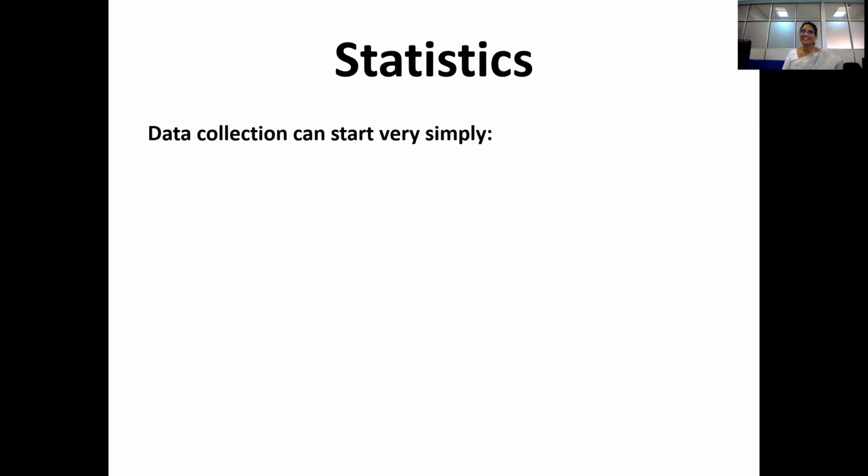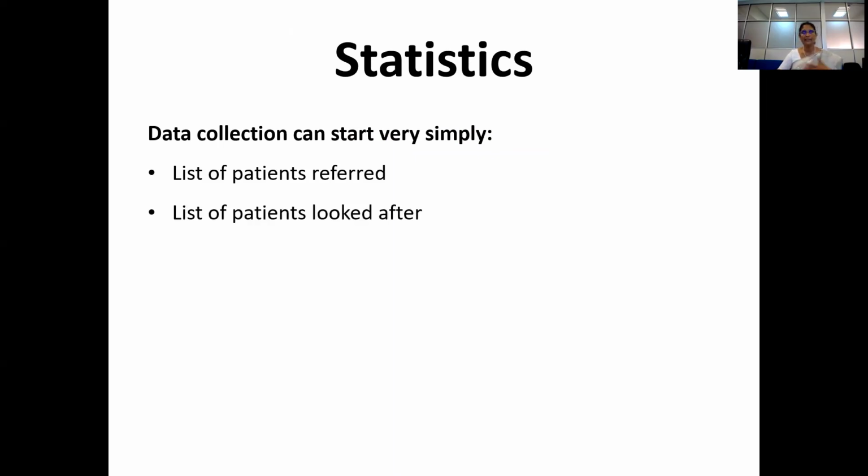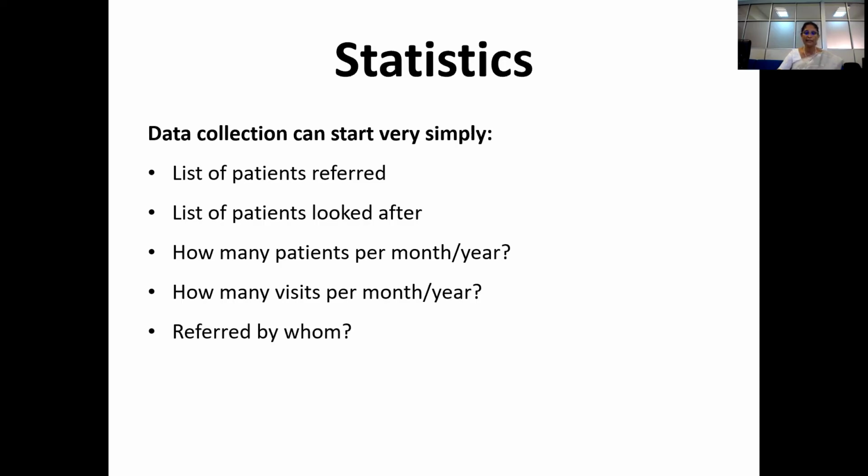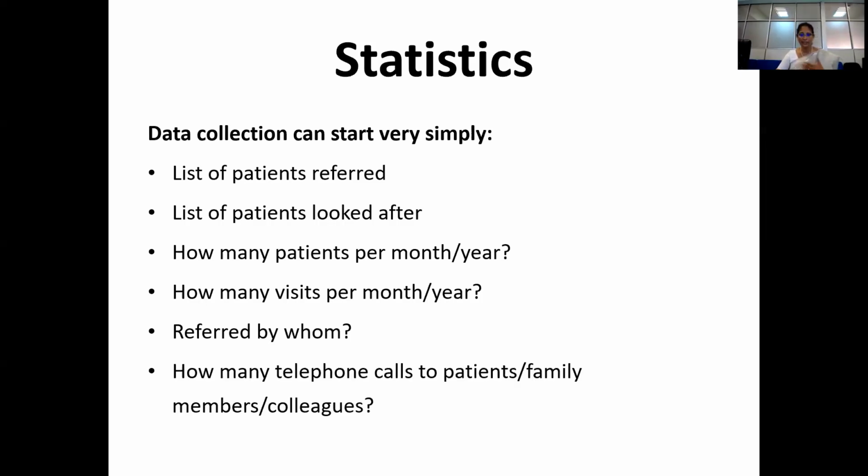I will stress that data collection has to start in a very simple manner. We can list the patients referred. We can have a list of patients looked after, and how many patients per month or year, and how many visits per month and year, and by whom each patient is referred, or how many telephone calls to patients, and how many telephone calls to family members or colleagues. Those things we have to record for our statistics.